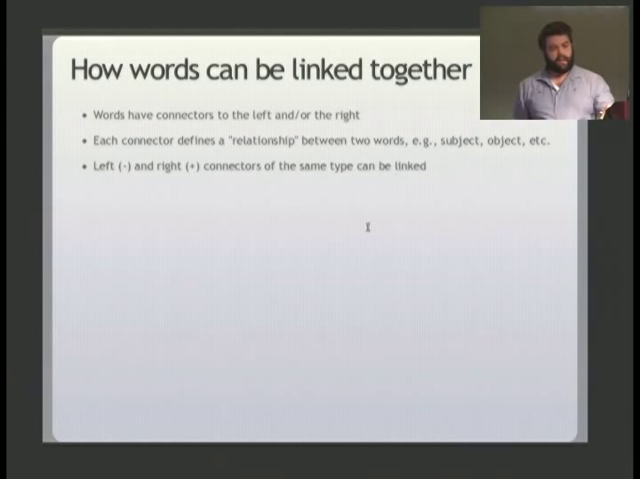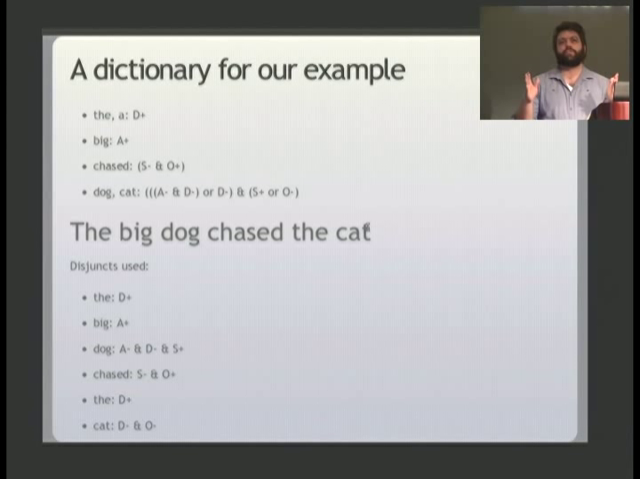Let's go through a toy grammar to get a sense of how you would define these, how this stuff works. In this case, the determiners and the adjectives have very simple relationships. They just need a determiner relationship with a word to their right. Chaste is a little bit more complex in that he needs a subject to his left and an object to his right.